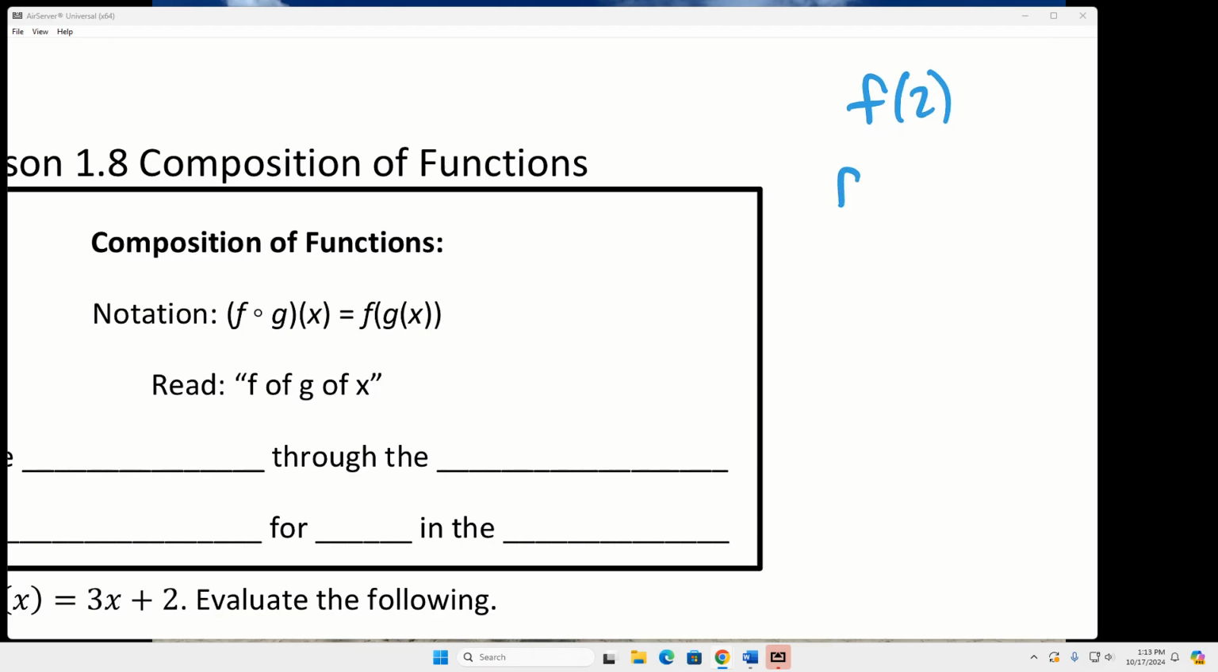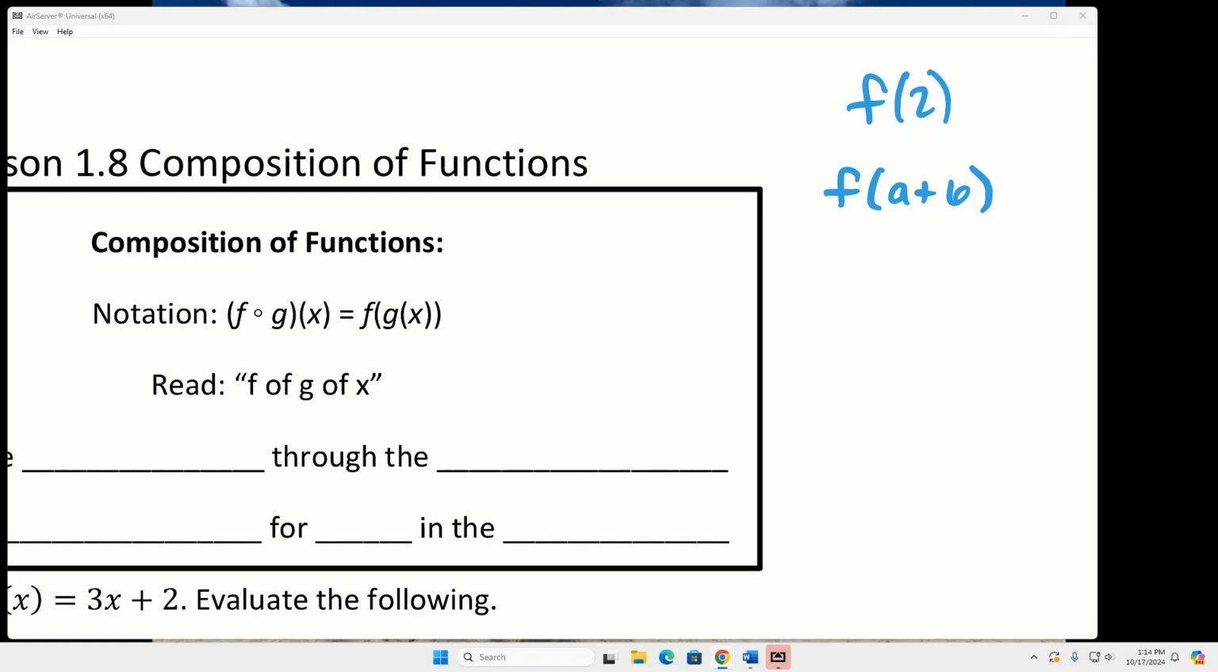What if you had something like this? What would you do then? Everywhere you have an x, what are you going to change it to? A plus 6. So it doesn't mean you multiply, it means you substitute.